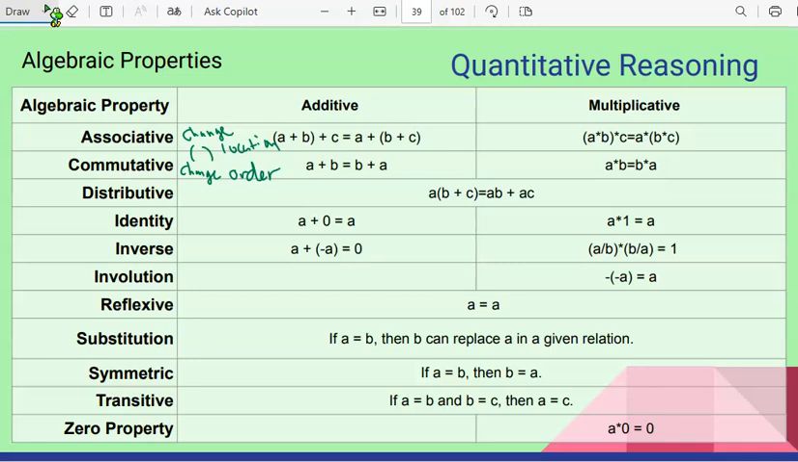Distributive property, you multiply each term. So it'd be a times b and a times c. This one involves both adding and multiplying. The identity would be a plus 0 is still a, and then a times 1 is still a. Basically, you do an operation and you get the same number that you started with.